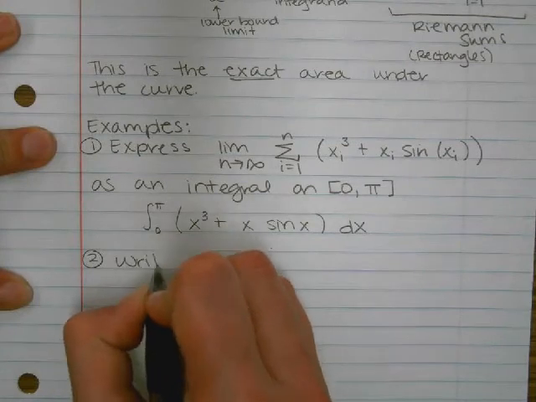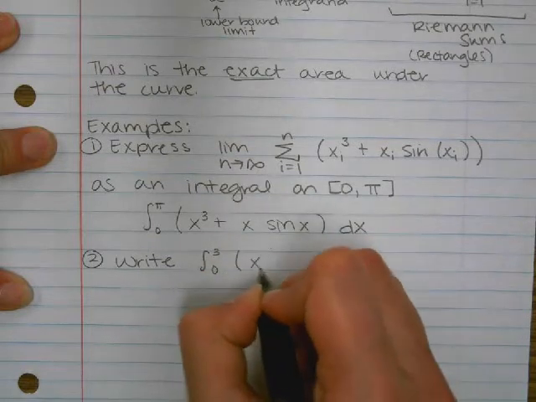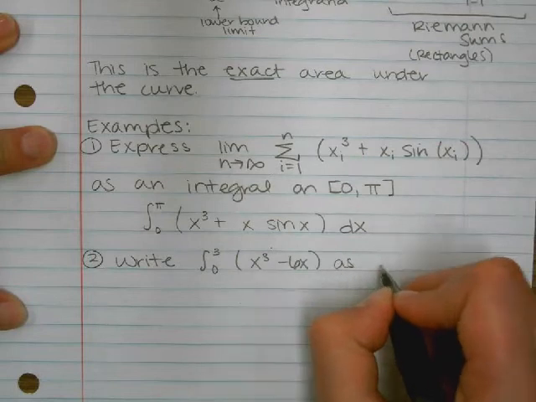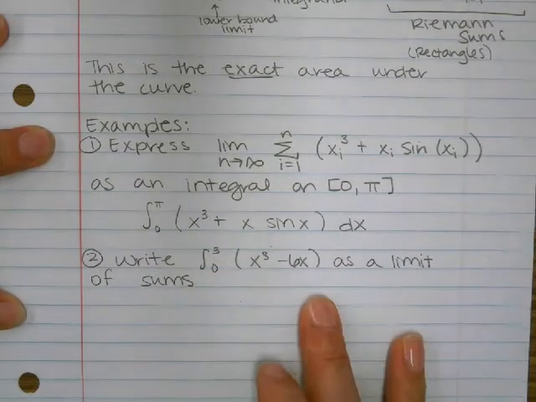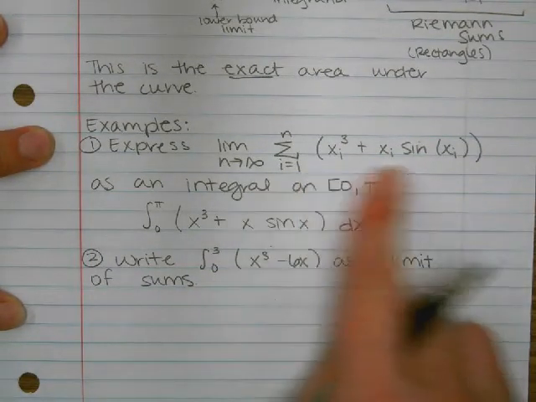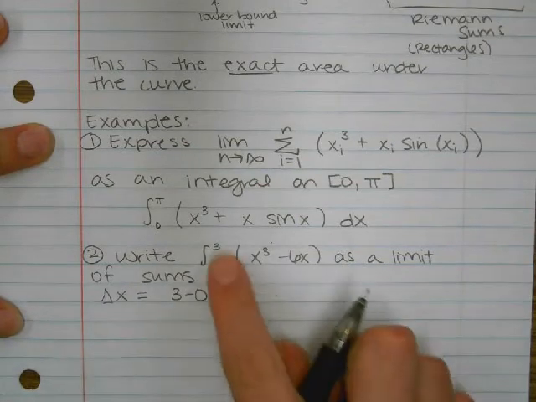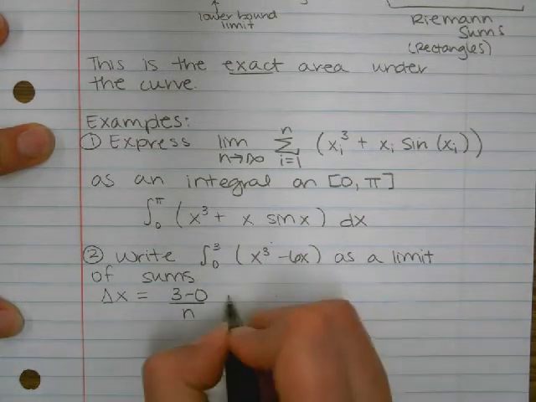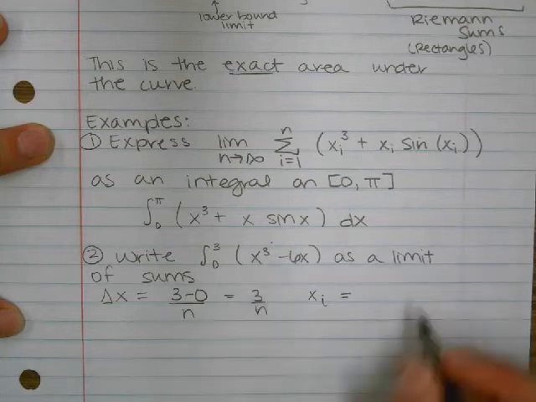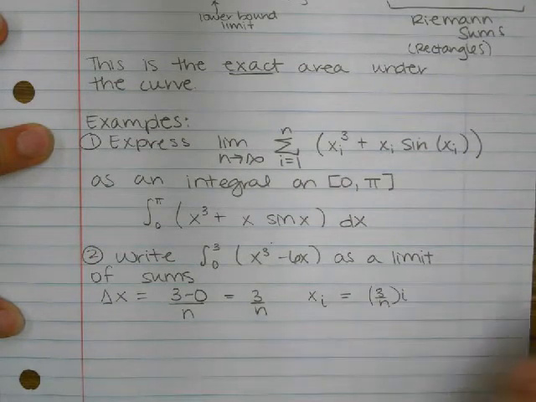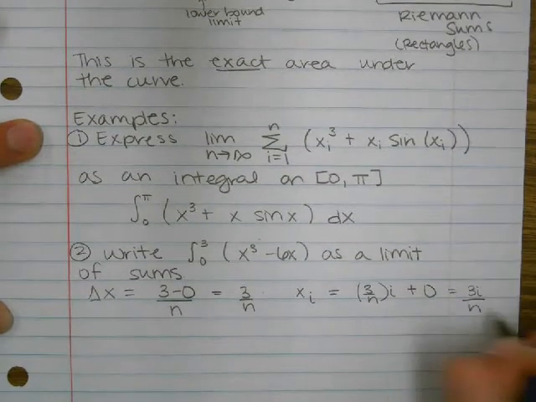Next, we're going to write this integral as a limit of sums. So this is where we take this information and we put it back into the other form. So we have to know what our delta x is, and that is b minus a divided by n, which gives us 3 over n. And then we have to figure out what our x sub i is, which is this part multiplied by i plus the number that is used for the lower bound, which happens to be 0. So that's 3i over n.